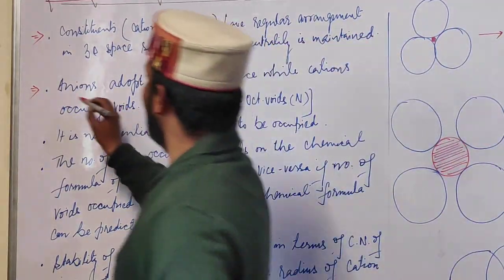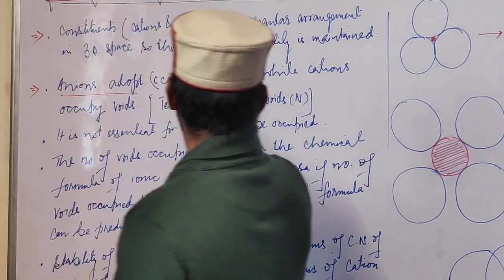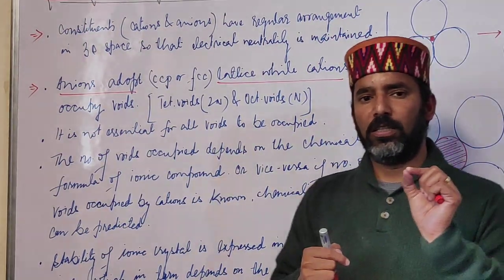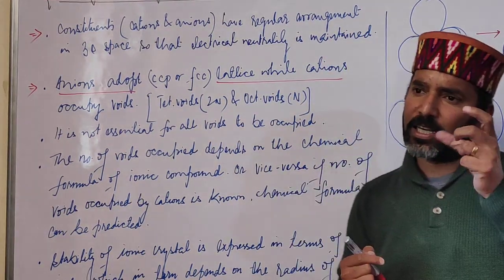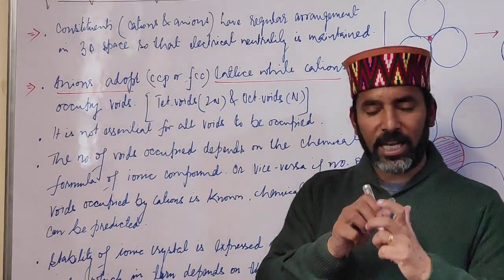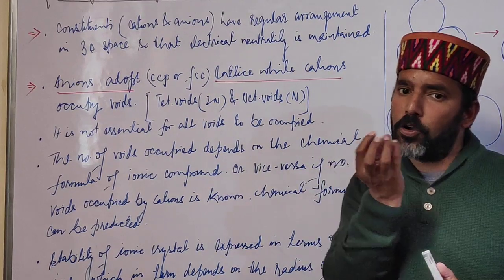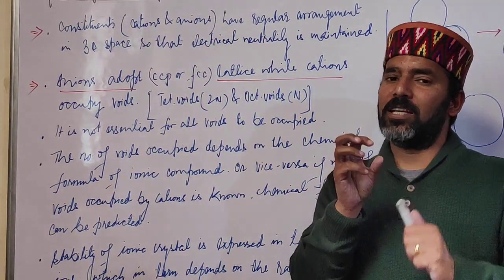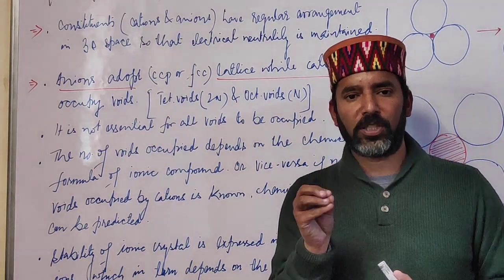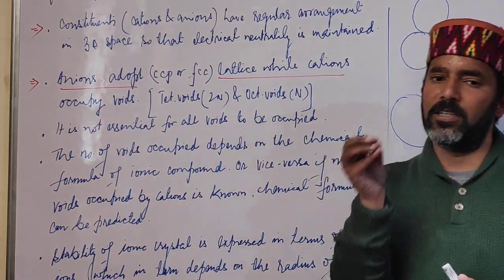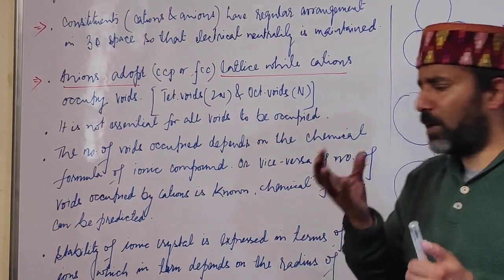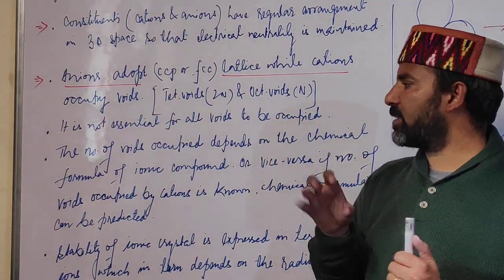So generally anions adopt the lattice, while cations, as you know, are relatively small in size. So cations being small in size occupy voids. Now students, when we say they occupy voids in the three-dimensional lattice, they occupy either tetrahedral voids or octahedral voids depending upon their radius or their size.